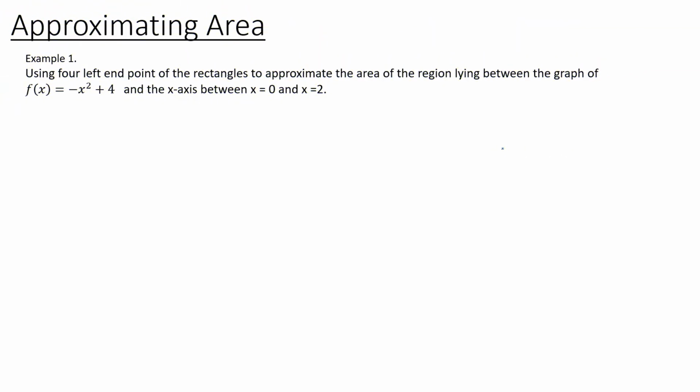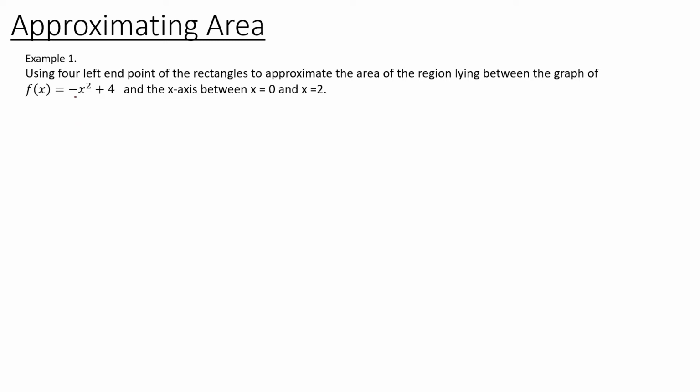Example 1. Using 4 left endpoints of rectangles, approximate the area of the region lying between the graph of negative x squared plus 4, the x-axis, and between x equals 0 and x equals 2. So the key point in this case is using the left endpoint of the rectangle. Just keep in mind there are some different ways to draw the rectangles within A to B. In this case, we'll be using the left endpoint. On our next example, we're going to use a right endpoint.